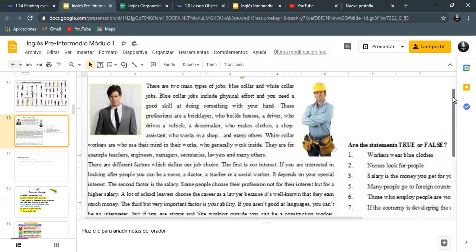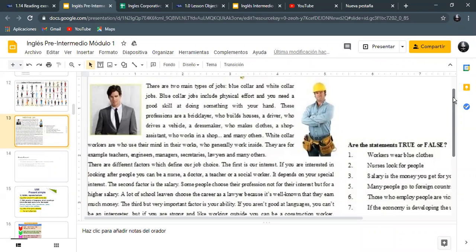Blue collar jobs include physical effort. And you need a good skill at doing something with your hand. These professions are a bricklayer, who builds houses.